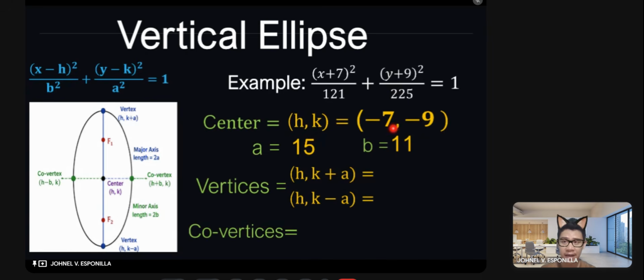And for the vertices, so H again is -7, K is -9, and A is 15. So -9 plus 15 is +6. So ito yung unang vertex. Then -9 minus 15 is -24. This is the second vertex.